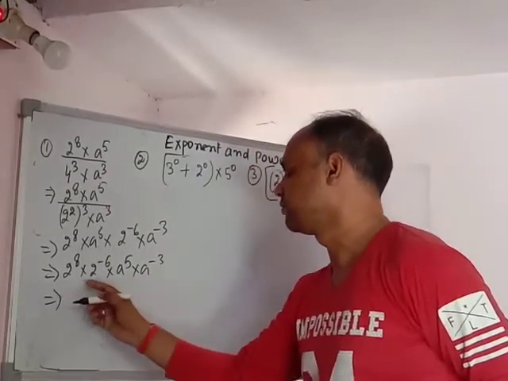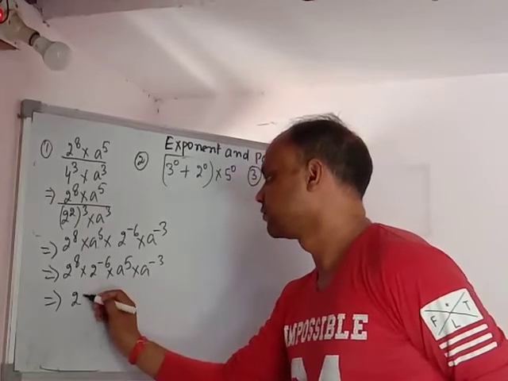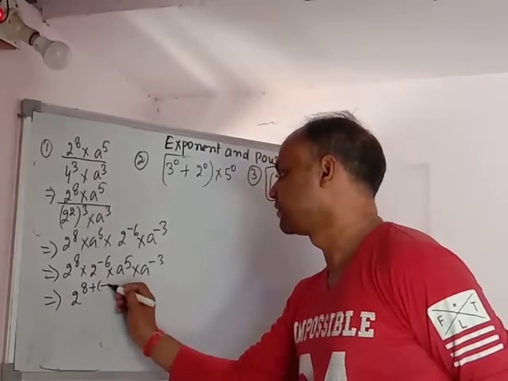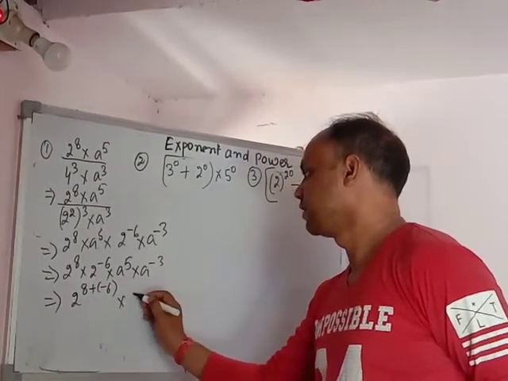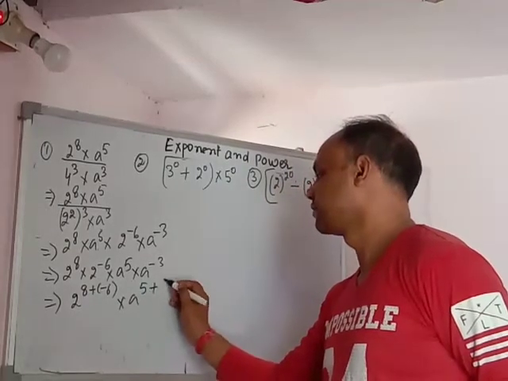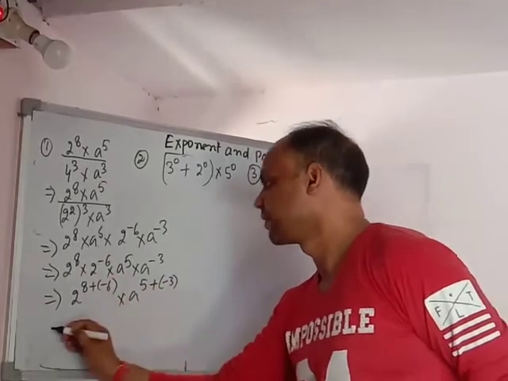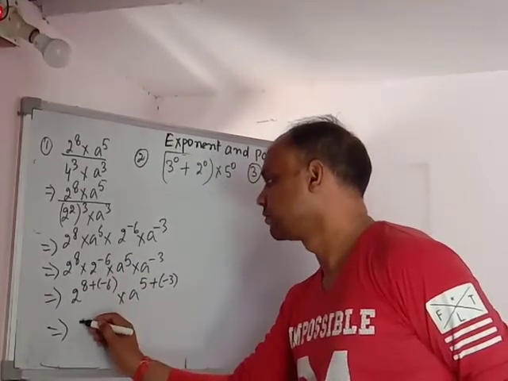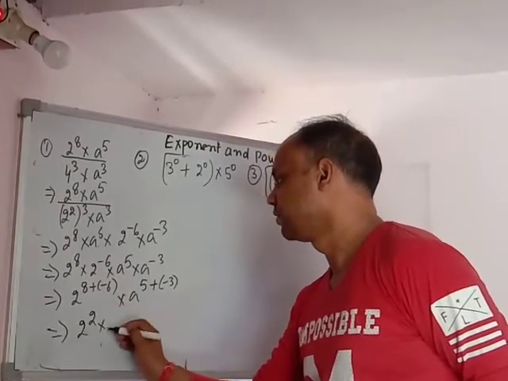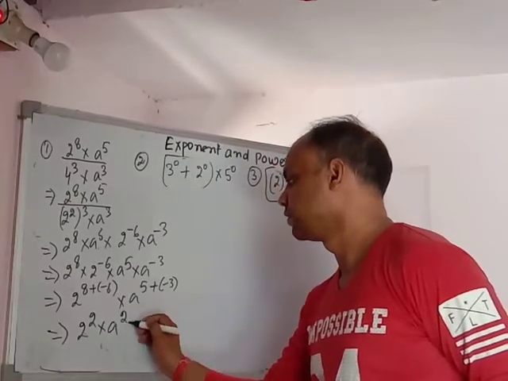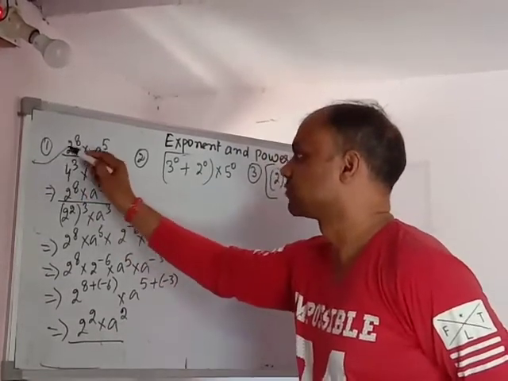This can be equal to 2 raised to the power 8 plus minus 6 into a raised to the power 5 plus minus 3. When the bases are the same, the powers are added. So this can be equal to 2 raised to the power 2 into a raised to the power 2. This is the answer of this question.